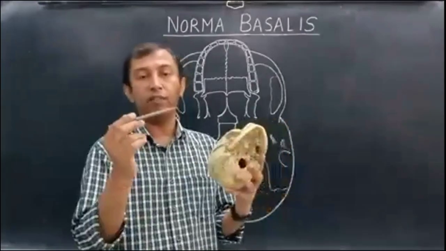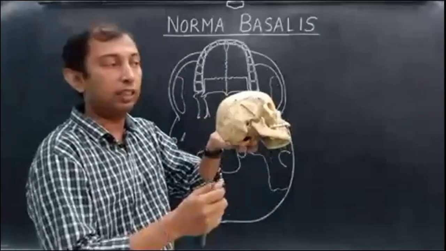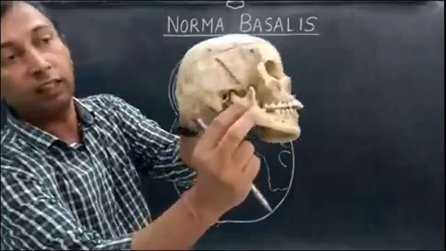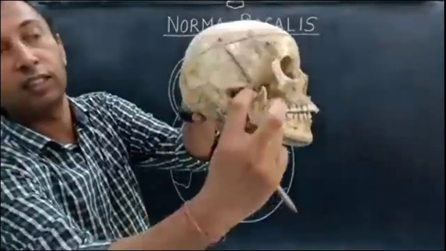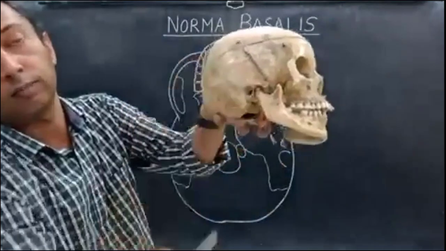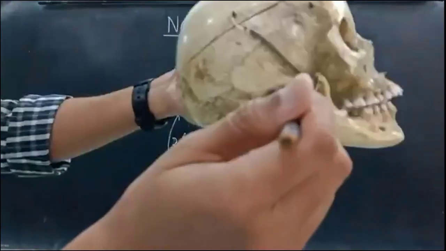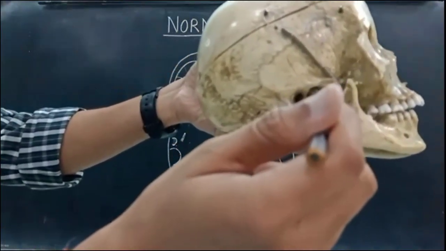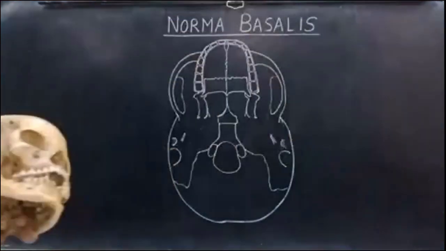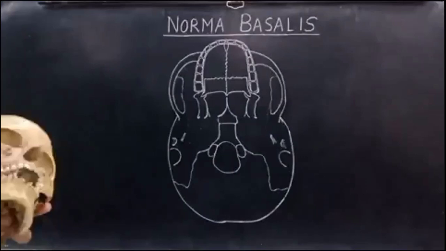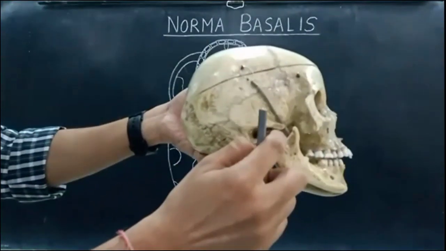Okay, so I have a pencil in my hand, and in the Norma Lateralis, you must have seen the ramus of the mandible, and what is this notch here? Can you identify this notch? Anyone? So this is the mandibular notch.